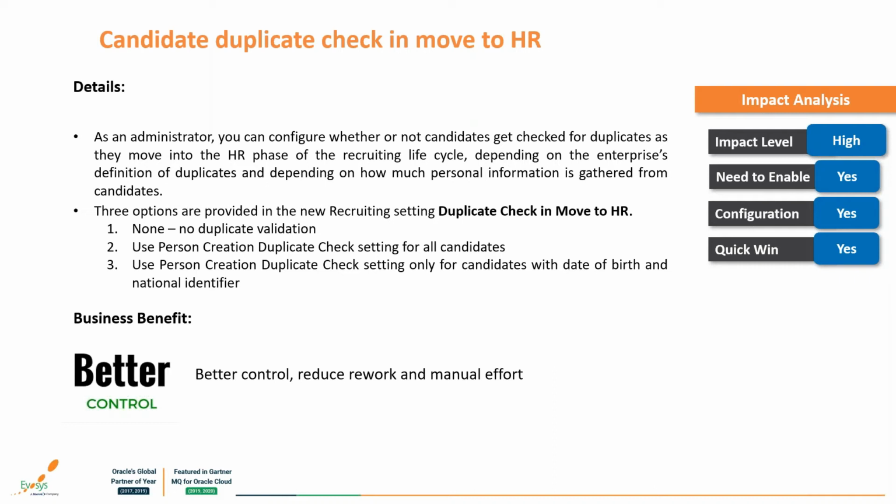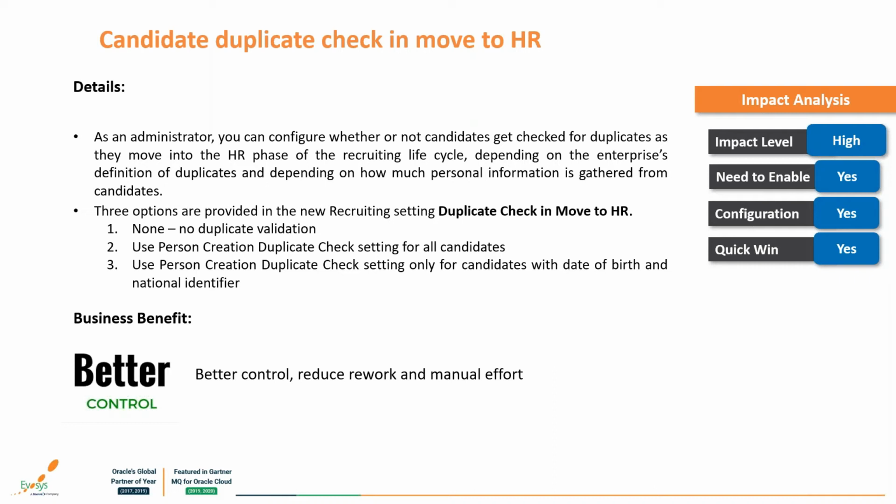There are three options provided in the recruiting setting for duplicate check and move to HR. The first one is none. It says that you can preserve current behavior and never check any candidate for a duplicate record, so you don't need any duplication check. The second one is use person creation duplicate check setting for all candidates.